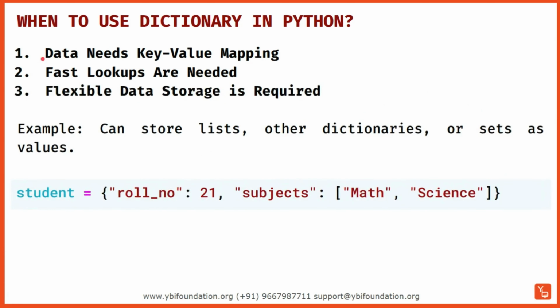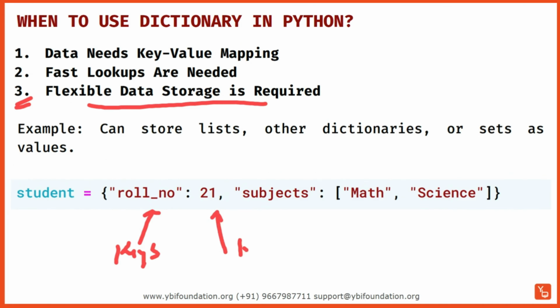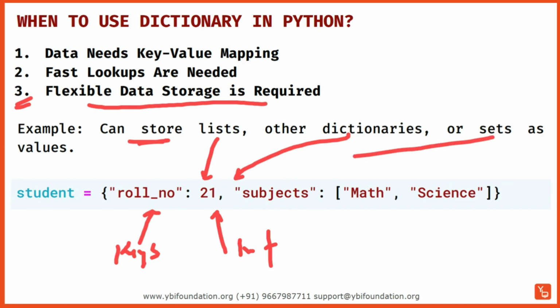The third use case is that it is flexible data storage, means that we can later on add new keys, right? We can add new information later on. So if we want something like this, we require the dictionary. Other than this, the values which we store can be a list, can be other dictionary also, or a set. So the values not only can be integer, float, string, etc. They can be other data structure like list, dictionary, or sets.